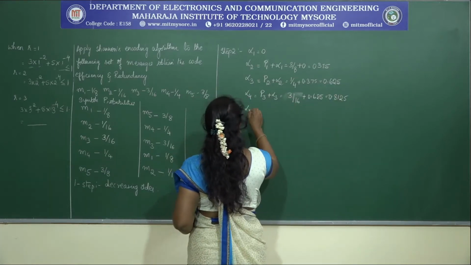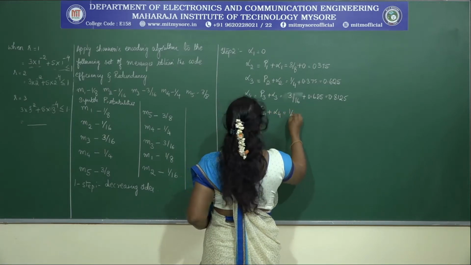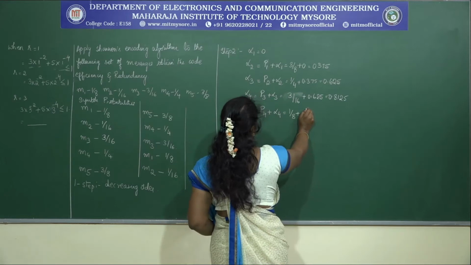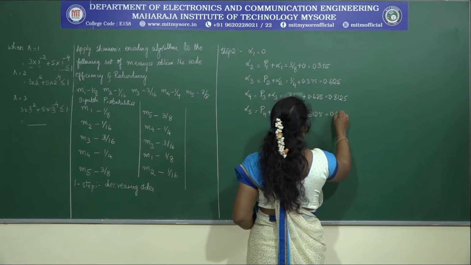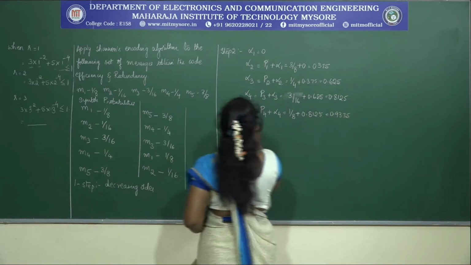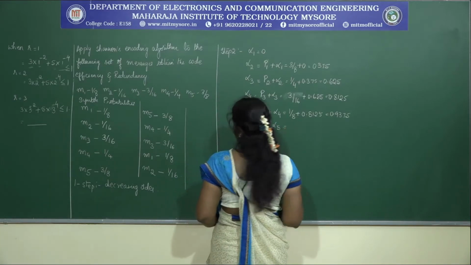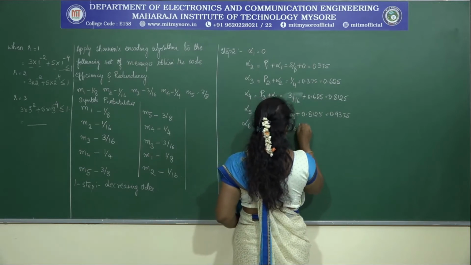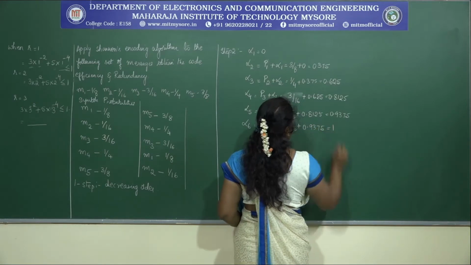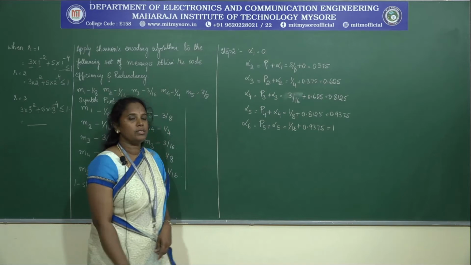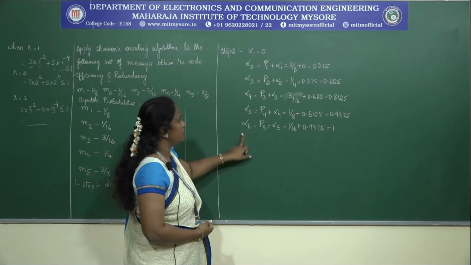Then we have alpha 5, which is equal to P4 plus alpha 4. P4 is 1 by 8 plus alpha 4, which is 0.8125, which gives the value 0.9375. Then we have alpha 6, which is equal to P5 plus alpha 5. P5 is 1 by 16 plus alpha 5, which is 0.9375, which gives the value 1. This is how we compute the sequences from alpha 1 to alpha 6.